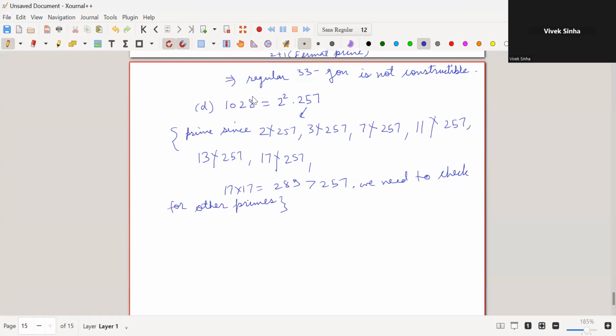So this is a prime, and also 257 is of the form 256 plus 1, and 256 is 2 raised to 8, so 257 is 2 raised to 8 plus 1. So this is a Fermat prime, which implies regular 1028-gon is constructible.